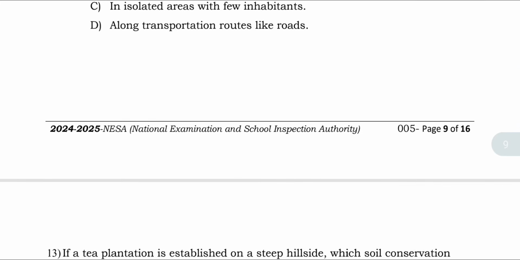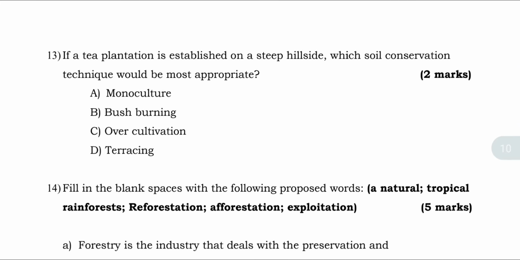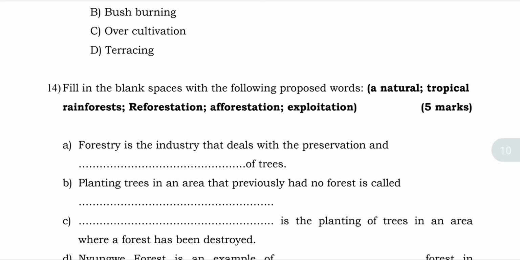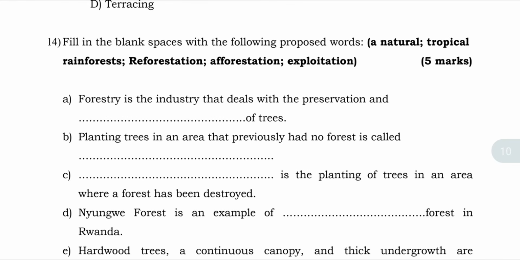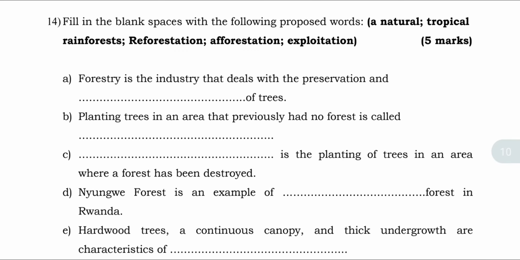And remember, if you are preparing for the national exam, you have to see how the exam is structured. If a tea plantation is established on a steep hillside, which soil conservation techniques would be most appropriate? A. Monoculture, bush burning, and you have to choose the best answer. 14. Fill in the blank space with the following proposed words: natural, tropical rainforest, deforestation, afforestation, and exploitation.